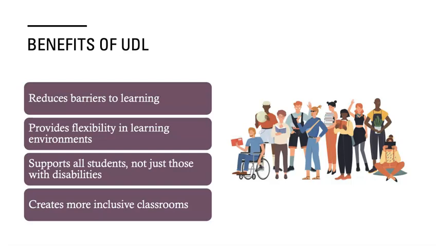UDL benefits multiple stakeholders in education. Students with disabilities gain built-in accessibility and reduced need for individual accommodations. The general student population benefits from flexible learning approaches and enhanced engagement. Faculty experience more efficient course design and improved teaching effectiveness. And institutions create more inclusive learning environments and align better with accessibility policies.